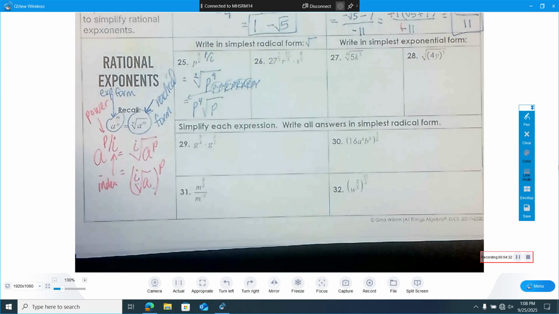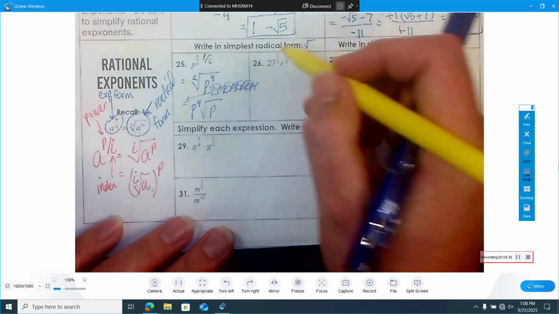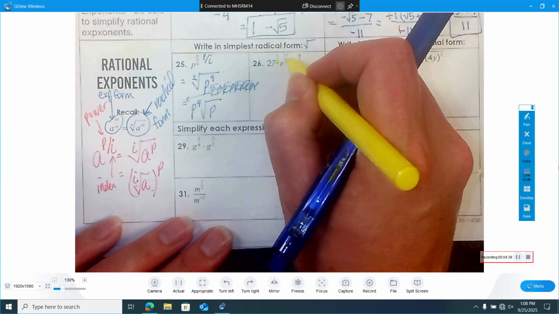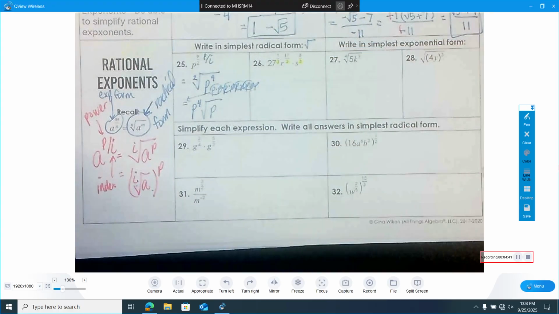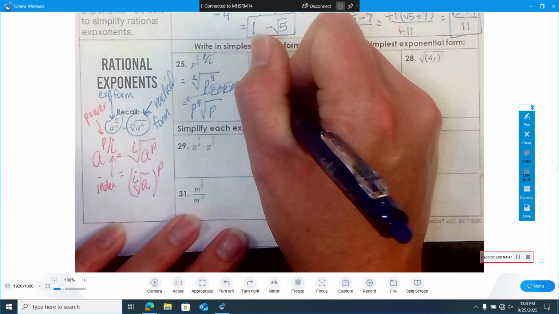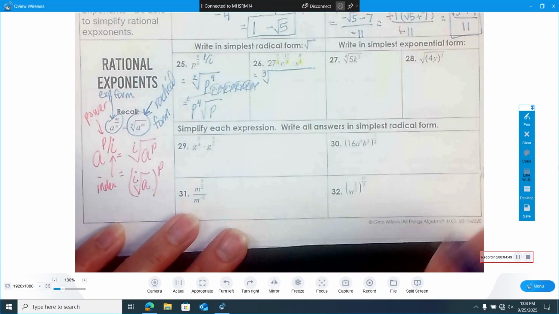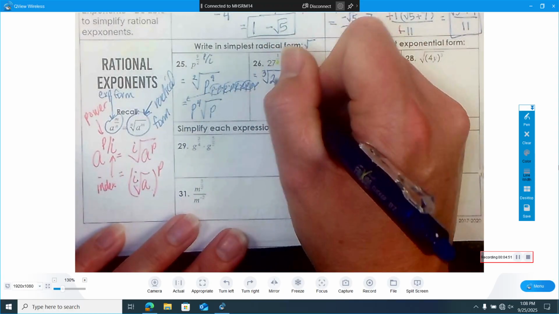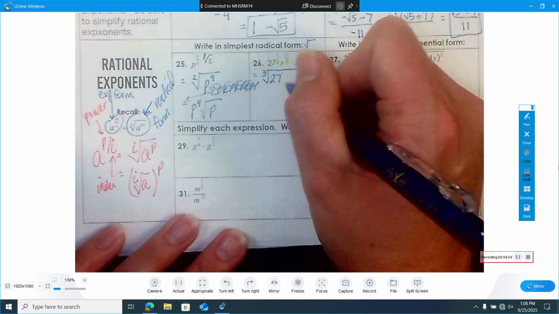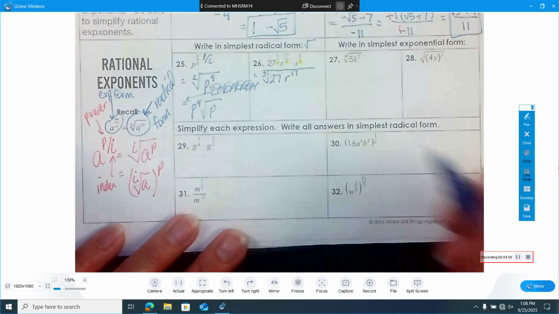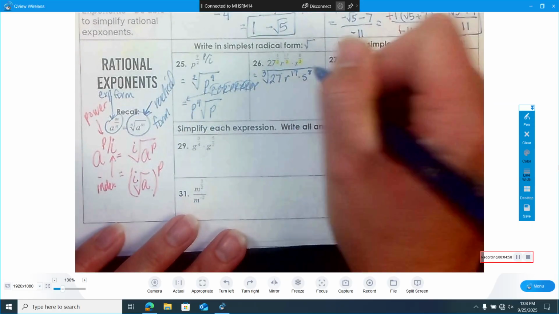Number 26, it's really important that you notice on number 26, all of these have the same radical. They all have the same index. And because they all have the same index, I can write them all under a giant cube root. So this is a cube root of 27 to the 1st power, r to the 17th power, and s to the 8th power.